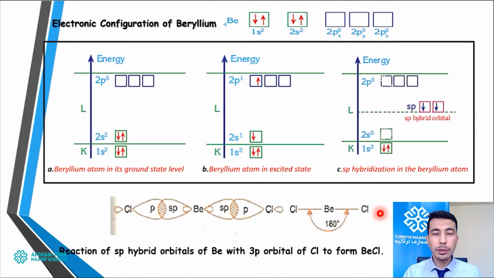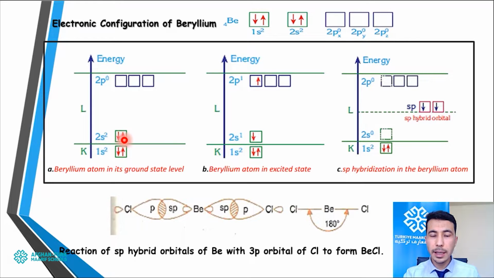Let's study with an example. The example is beryllium. The electronic configuration of beryllium is 1s2, 2s2, and 2p is 0. There is no electron in the 2p. Let's look at the ground state of beryllium. This is the first shell, this is the second shell. In the first shell we have the 1s orbital with 2 electrons, and in the second shell there's the 2s orbital with 2 electrons, and 2p is empty. There is nothing in the 2p orbital.